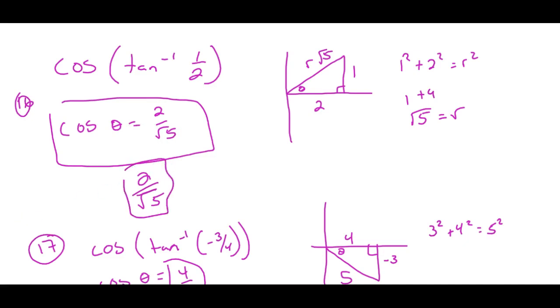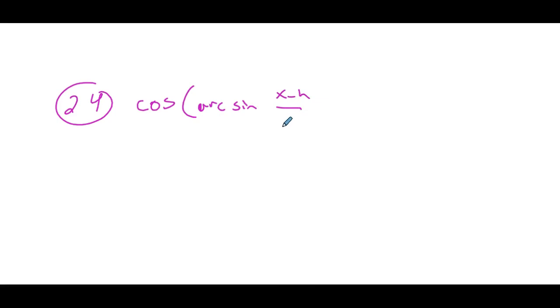All right? I can do one more example of those, and what we're going to look at here is number 24. Looks a little difficult, and these just keep seeming to be cosines. So cosine of arc sine of x minus h. Can't even read what that says. I can't do this one because I don't know what it means.